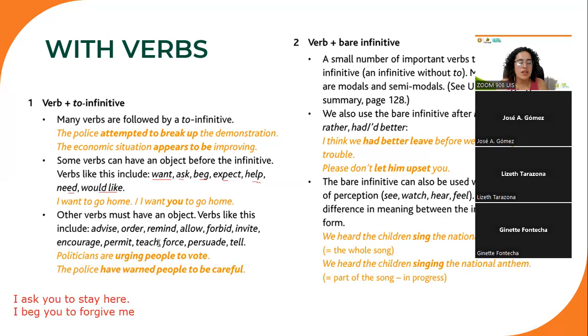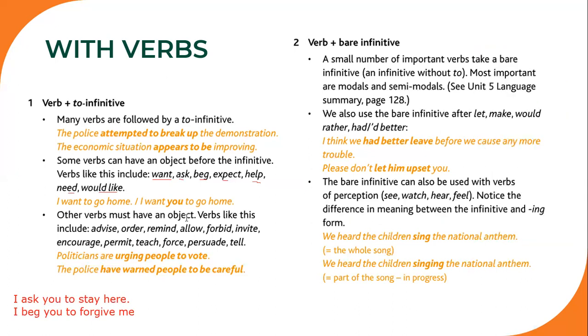Estos verbos siempre tienen un objeto, ¿no? Forzar a quién o a qué. Persuadir a qué o a quién, ¿no? Decir a qué o a quién. So, tell, invite, forbid, allow, permitir también. ¿Qué o a quién? Allow who, all right? So, they always have to include an object. All right, so that is the infinitive with to.